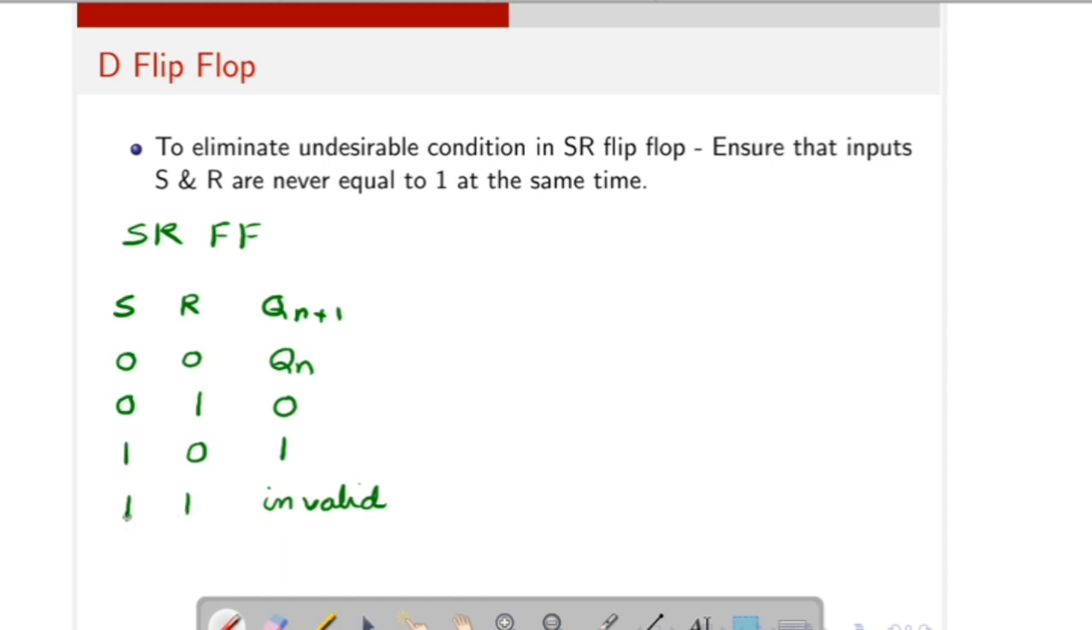So to eliminate this undesirable condition in SR flip-flop, we ensure that both inputs never go to 1 at the same time. To ensure this condition, we use D flip-flop. The D flip-flop is a modification of the SR flip-flop. Here the S and R inputs are connected together with an inverter, so both inputs are always complementary to each other.